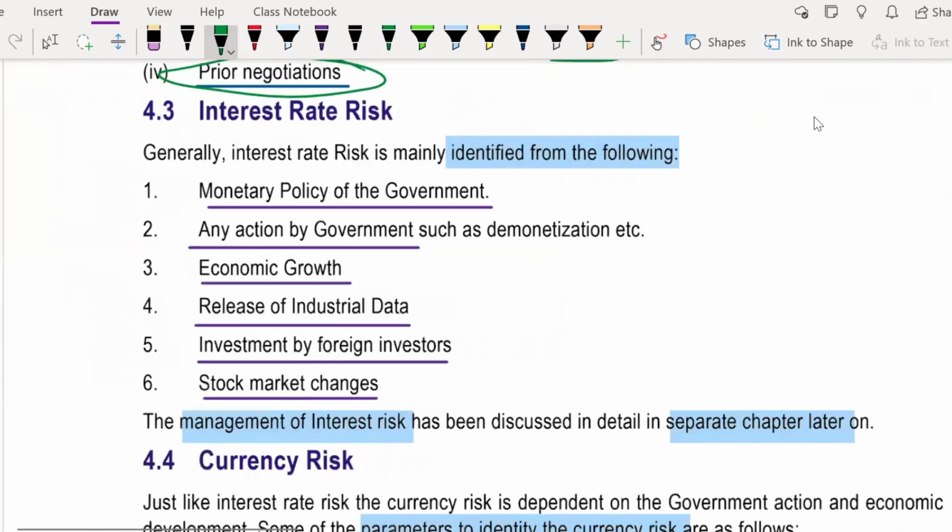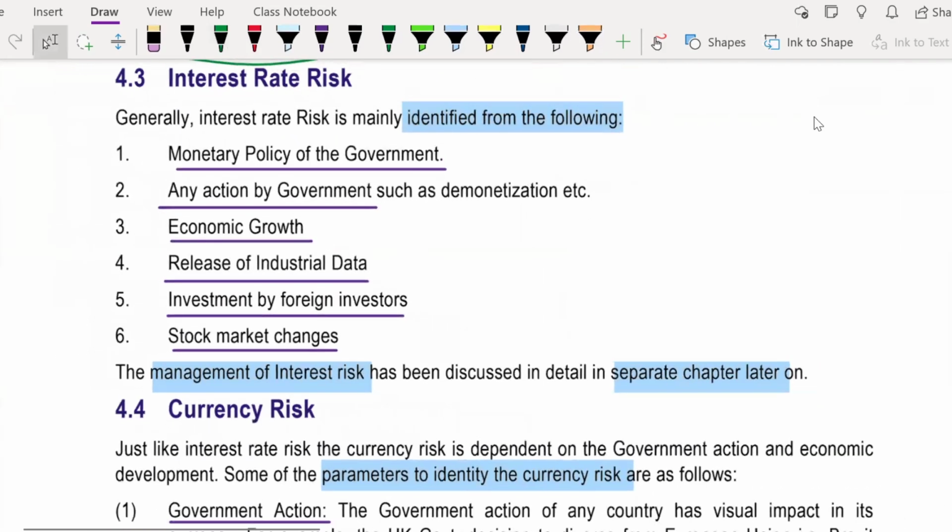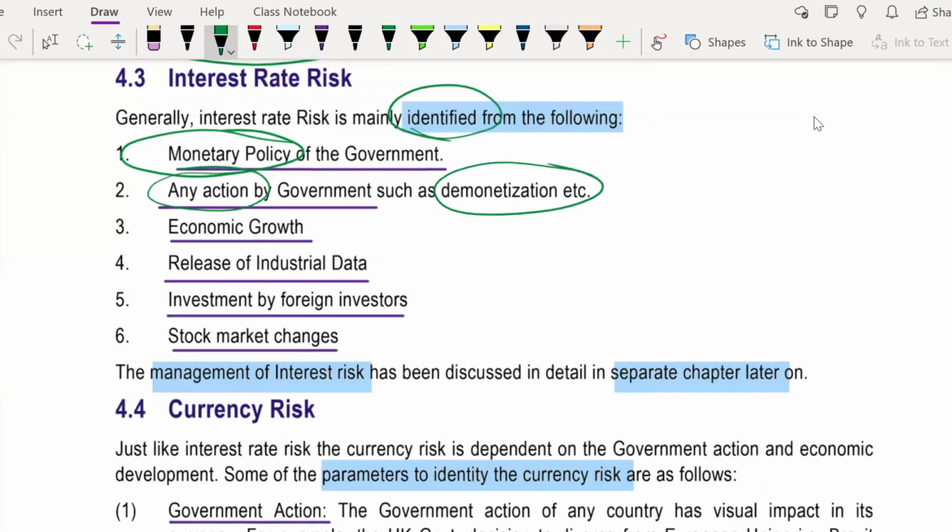Now next, talking about interest rate risk. How do you identify if there is an interest rate risk? You can check the monetary policy given by the government, to see how your interest rate is going to go up or down in the future. Any action taken by the government, like demonetization, can also affect your interest rate risk, so just keep a check on what different kinds of actions governments are taking. Depending on the economic growth of the country, whether it is very slow or very high, your interest rate will also fluctuate.